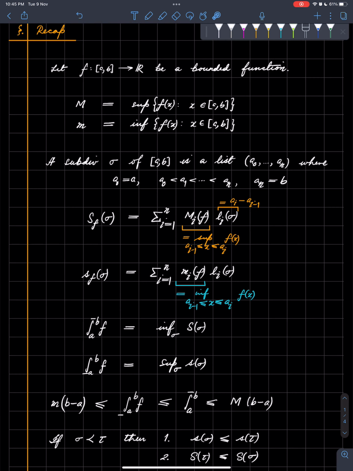We defined a subdivision of a closed interval as just a finite list of real numbers with the property that the first one is the left hand point, the last one is the right hand point, and the things in between are in increasing order.